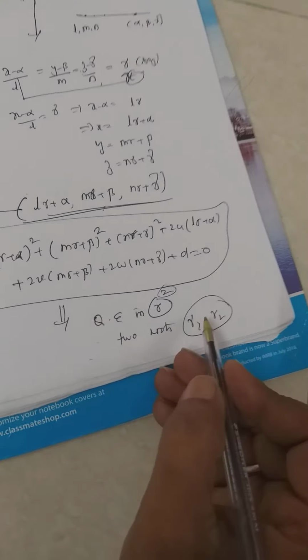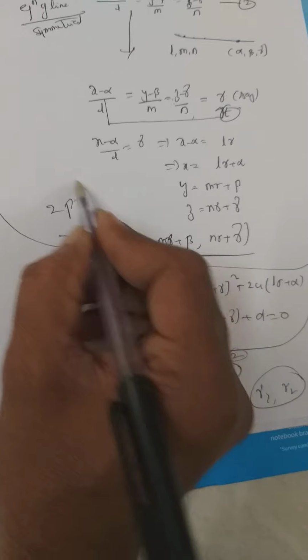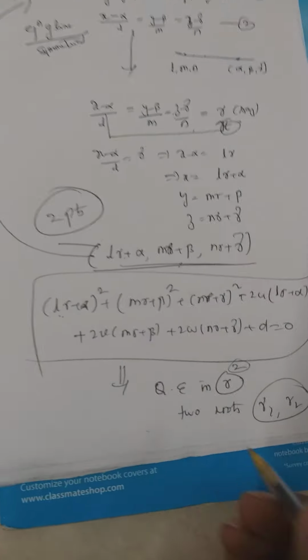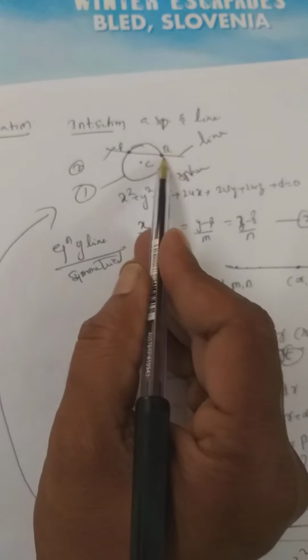One is R1, another one is R2. Now, if you substitute, what will you get? You will get 2 points. How? R place with R1, R place with R2, you will get 2 points. If a line intersects the sphere, you may get 2 points.